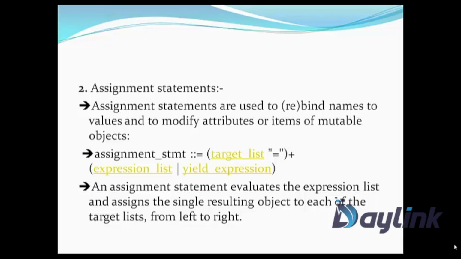Assignment of an object to a target list is recursively defined. If the target list is a single target, the object is assigned to that target. If the target list is a comma-separated list of targets, the object must be an iterable with the same number of items as there are targets in the target list, and the items are assigned from left to right to the corresponding targets. An assignment statement evaluates the expression list and assigns the single resulting object to each of the target lists from left to right.